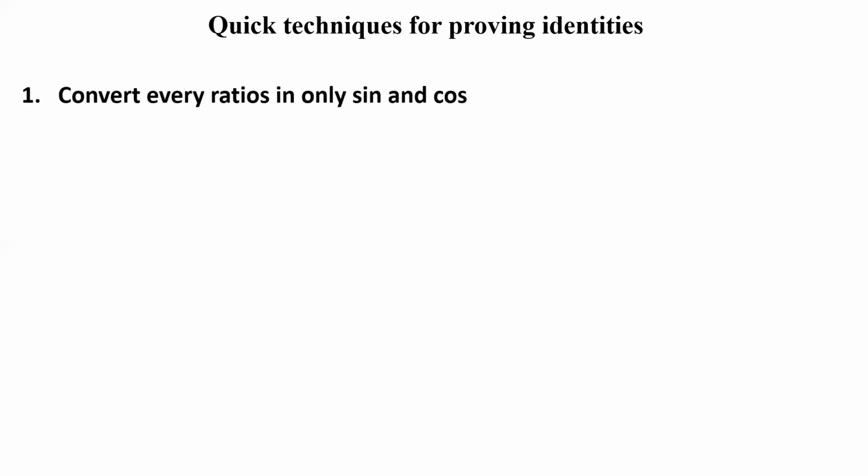My first technique is to convert every ratio into only sine and cos. We have 6 trigonometric ratios, right? So what you need to do is, except sine and cos, change every ratio in terms of sine and cos. Let's take an example.